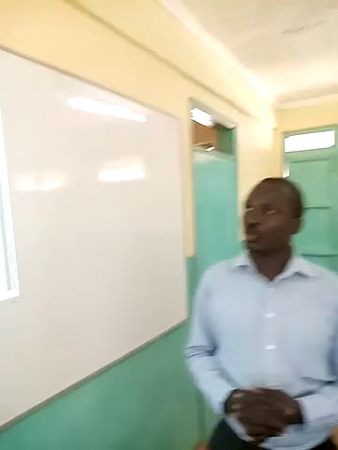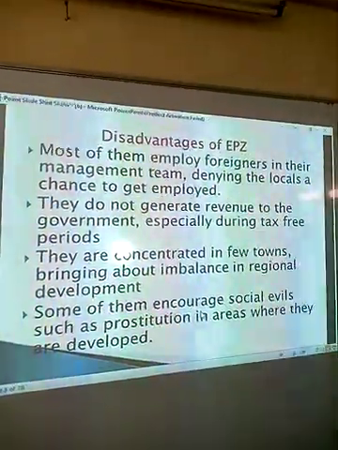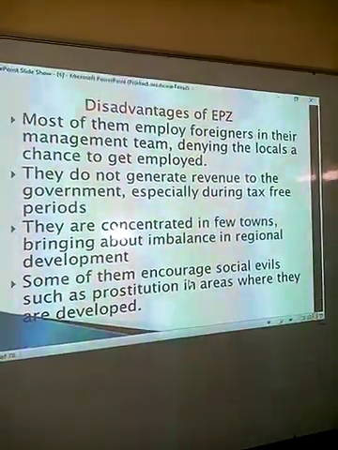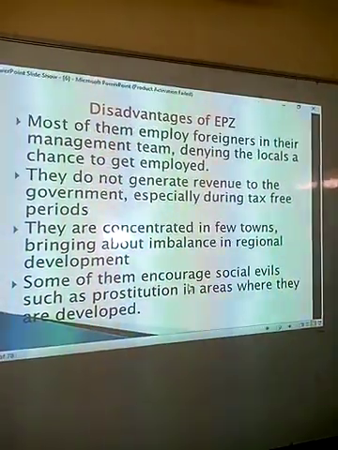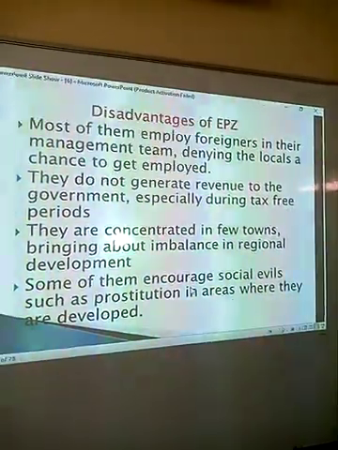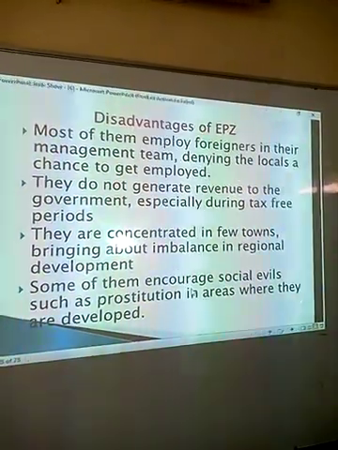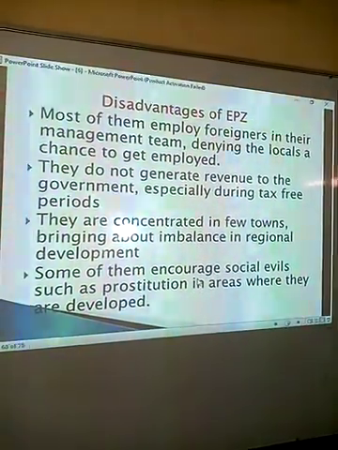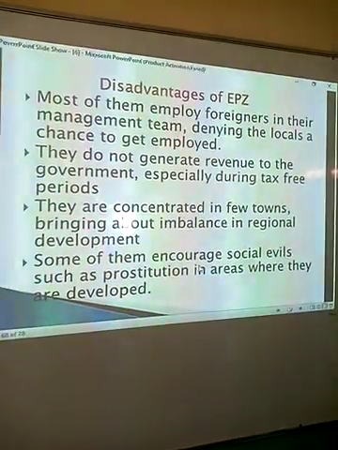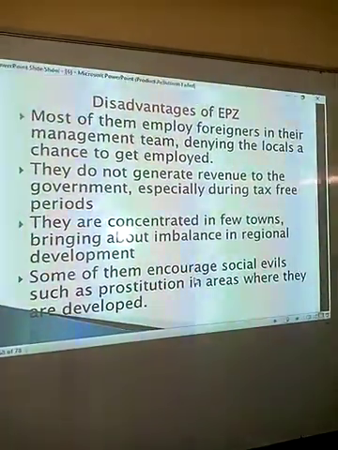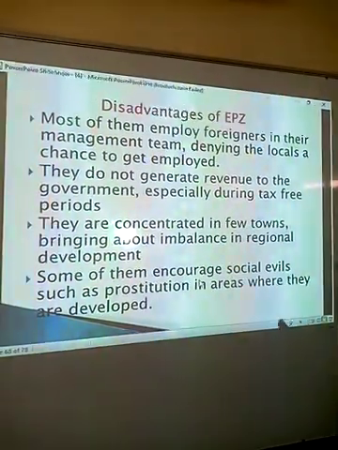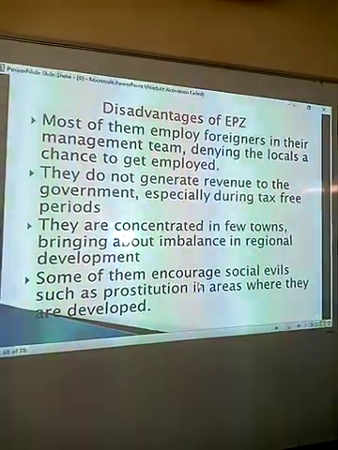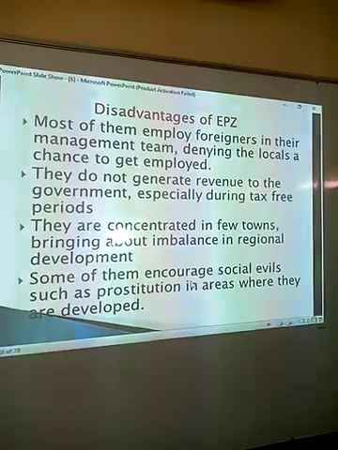And today I want us to look at the disadvantages of EPZs, which we also looked at, but we can just make a summary that most of them employ foreigners in their management team, thereby denying the locals a chance to get employed. Again, they do not generate revenue to the government, especially during the tax-free holidays. Remember, we said that the EPZs enjoy certain incentives from the government, and some of these incentives include tax-free holidays. Therefore, during these tax-free holidays, the country does not get any revenue.